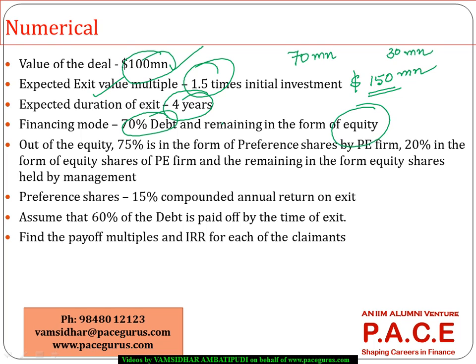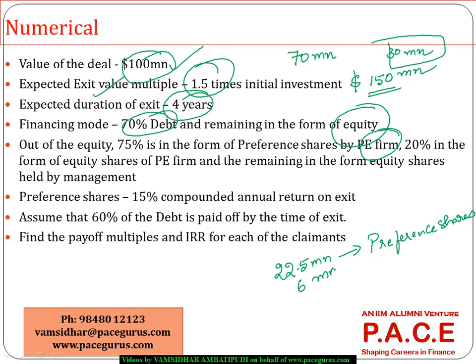Then they are also saying, of the 30 million they have invested in the form of equity, 75% is in the form of preference shares by the PE firm. So 75% of this, which is 22.5 million, is taken in the form of preference shares. And 20% is in the form of equity shares. They have invested another 20%, which is around 6 million, in the form of common equity shares.